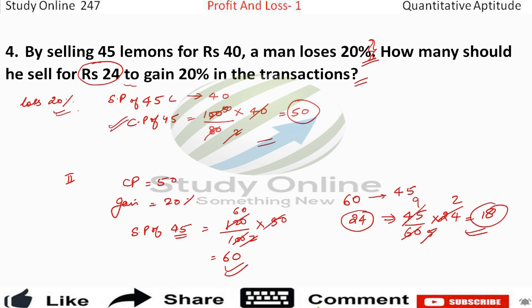Okay. And by using the cost price in the second scenario, we can find the new selling price when 20% gain is there for the 45 lemons. So the new selling price is this. Okay, so by using 60 rupees we can buy 45 lemons. So the question is, by using 24 rupees how many lemons can he sell? That we can calculate by the chain rule. So this is the answer.